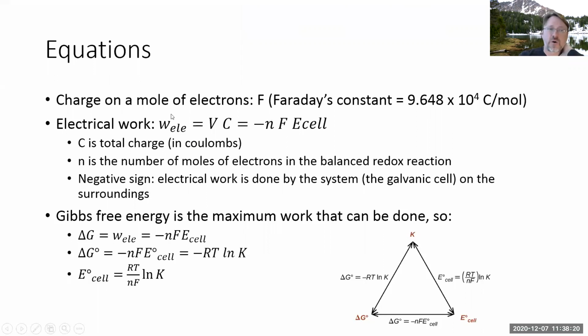Okay, so the charge on a mole of electrons is Faraday's constant. So this is the value of it. It's in coulombs per mole. The electrical work that happens is the total charge multiplied by the voltage that you have across it. And it is also equal to the negative of the number of moles of electrons in the balanced redox equation times Faraday's constant, so that you can get the total charge. And the E cell here is the voltage.